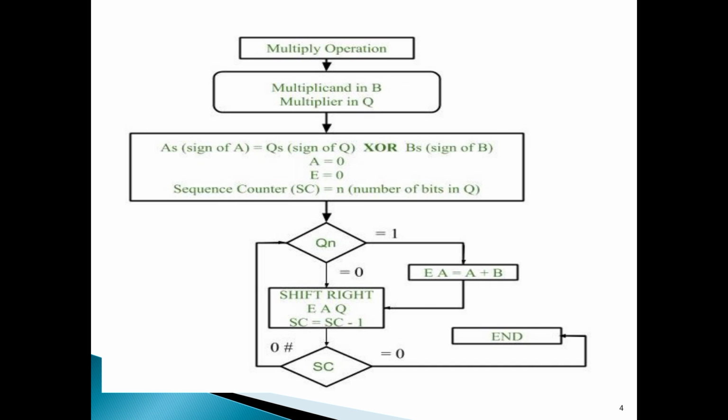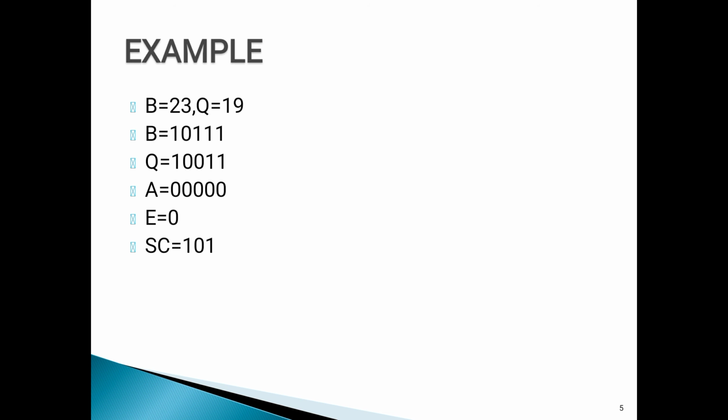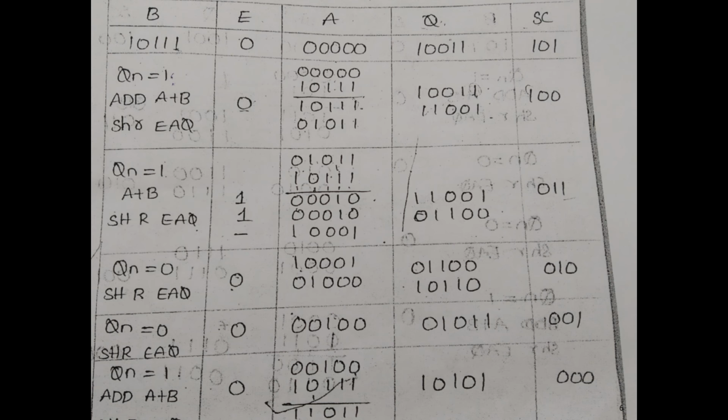What is the next Qn value? That is 1. If Qn is equal to 1, then add A and B and perform this. The next class will discuss the entire example. Thank you all of you.